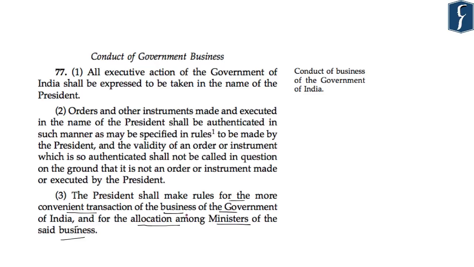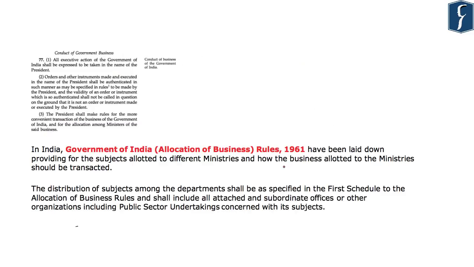So it is important to note here that no amendment of law or constitutional amendment is required in order to reorganize the Government of India and its business. And hence accordingly, Government of India Allocation of Business Rules 1961 have been laid down, providing for the subjects allocated to different ministries and how the business allotted to the ministries should be transacted.